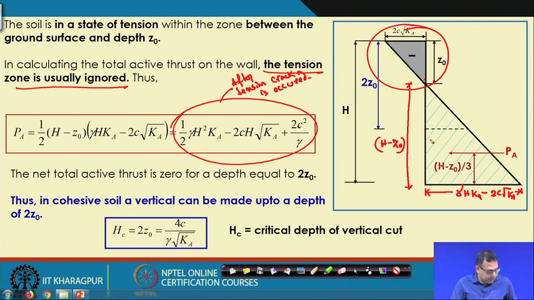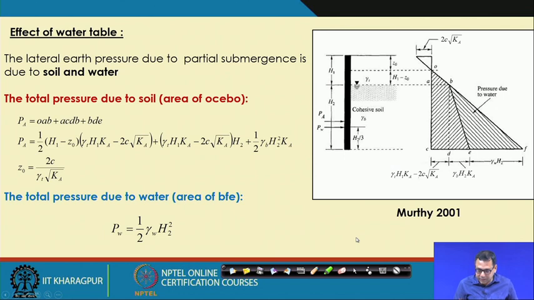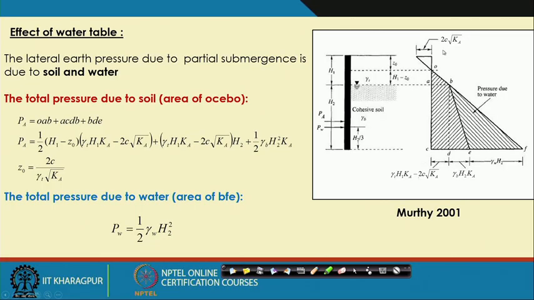Okay. And then the next one is, if there is a water table in this c-phi soil also, then what would be the earth pressure distribution? I have already discussed in the case of phi soil, it is similar: if you have a water table up to this H1, then H2 is below the water table.